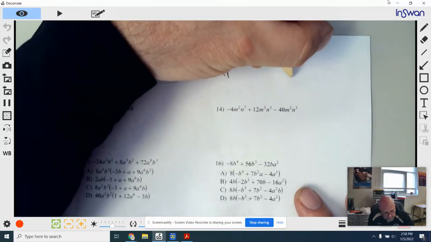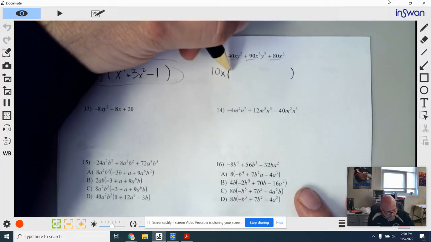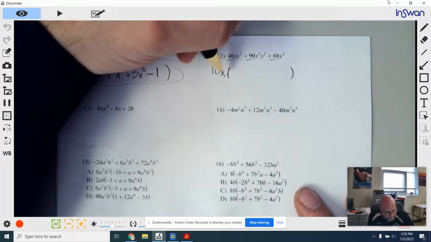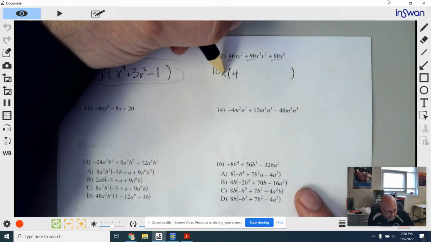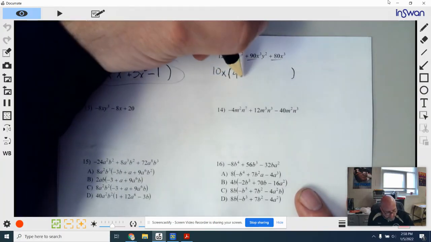Now you're going to put your parentheses. 10x times what is 40xy squared? Well, 10 times 4 is 40. I already have the x that matches. I just need the y squared.